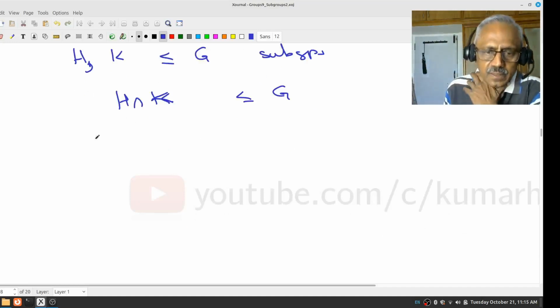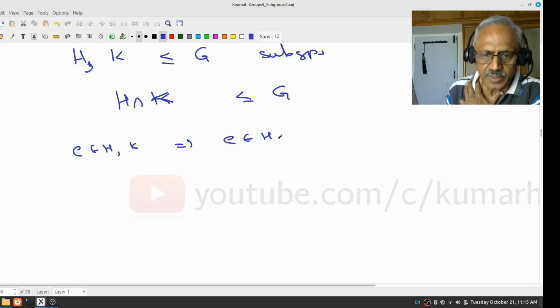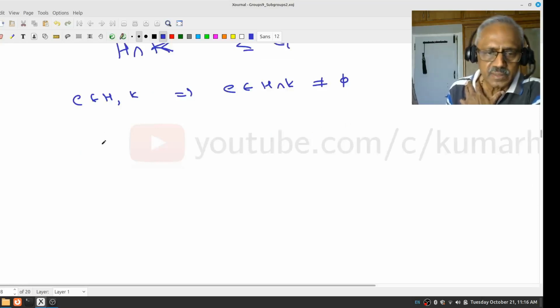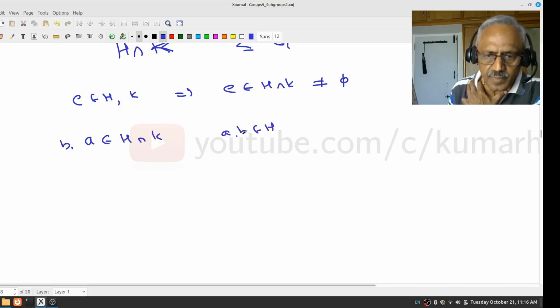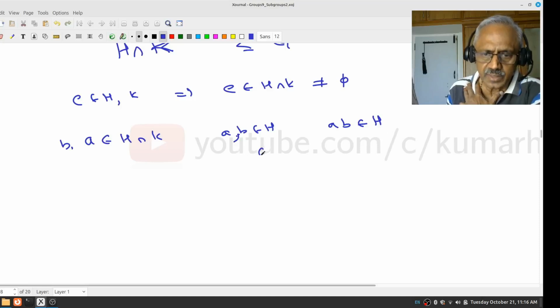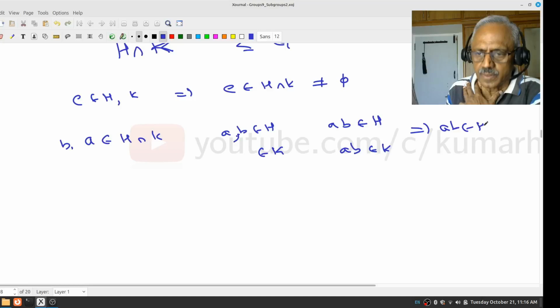This means, first, it's non-empty, because since H and K are subgroups, e belongs to H and also belongs to K, therefore e belongs to H intersection K. Therefore this is non-empty. Next, suppose a, b belong to H intersection K, then a, b belong to H. Therefore the group product ab belongs to H. Similarly, ab belongs to K. Therefore ab belongs to H intersection K.